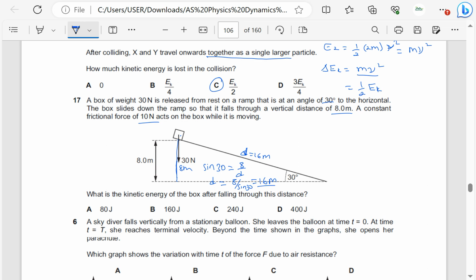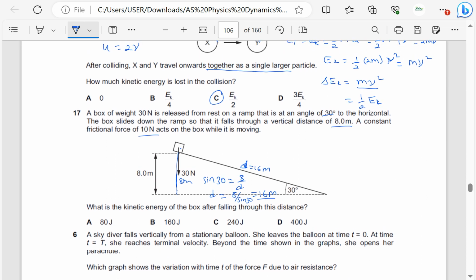It is released from rest. If we ignore air resistance, we can now find the acceleration. So the resultant force down the ramp: we have a force which acts down the plane, which is going to be 30 sine 30, that is down the plane. Then there's friction in the opposite direction, which is 10 newtons.